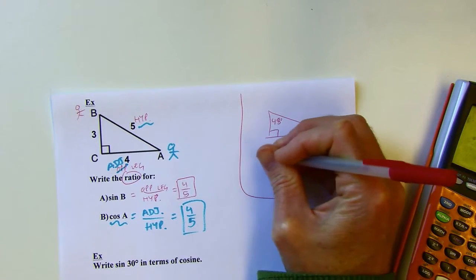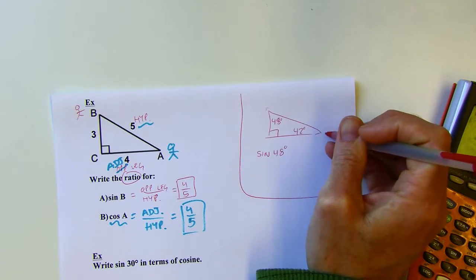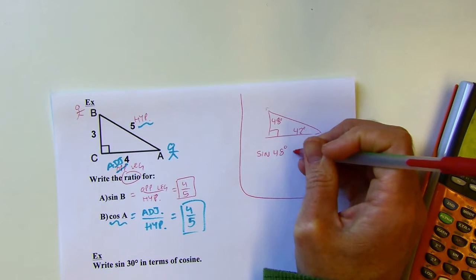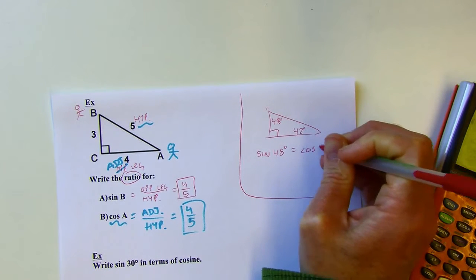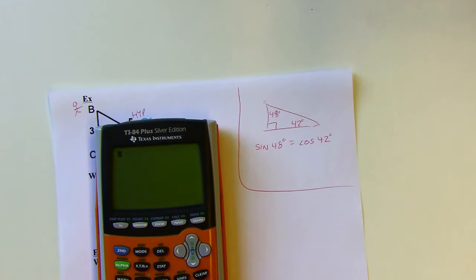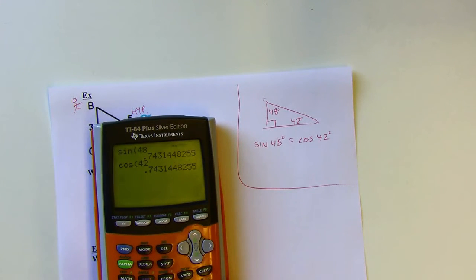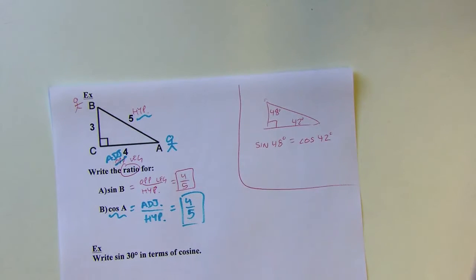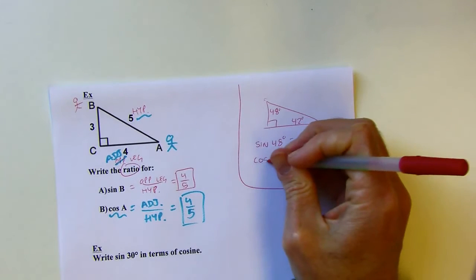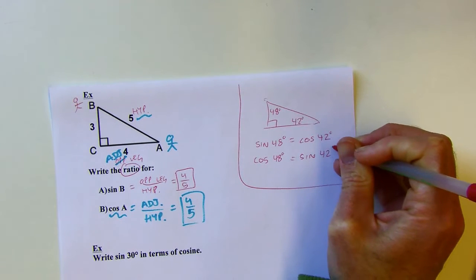So if you take the sine of 48 degrees, that should be equivalent to the cosine from the other acute angle, so the cosine of 42 degrees. Let's do a test. We can try it out on our calculator. Sine of 48 degrees and cosine of 42 degrees. Look at that. Amazing. They're the same. You could also say the cosine of 48 degrees equals the sine of 42 degrees.